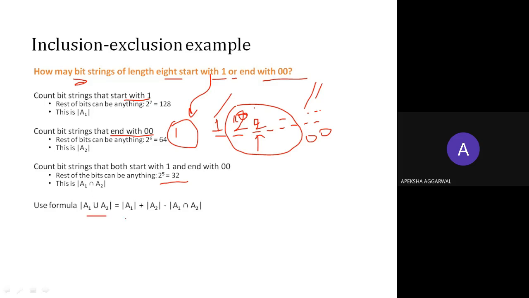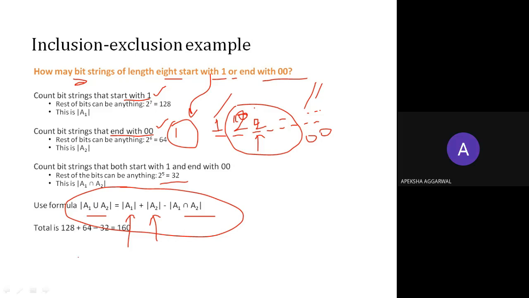A1 union A2 is equal to A1 plus A2 minus A1 intersection A2. This is clear why we are using the inclusion and exclusion principle, because there is something that is common in A1 that is also in A2. And what are those? Bit strings that are both starting with 1 as well as ending with 0 0. So those bit strings are counted here as well as here twice, right? So we want to subtract it once. Okay. Example is clear to everyone? Yes, ma'am. Okay. So final answer is this.